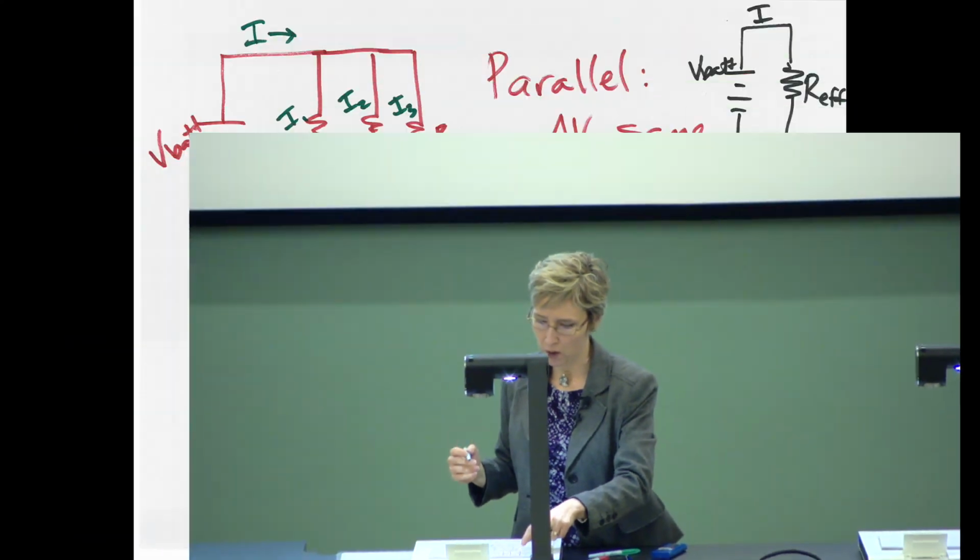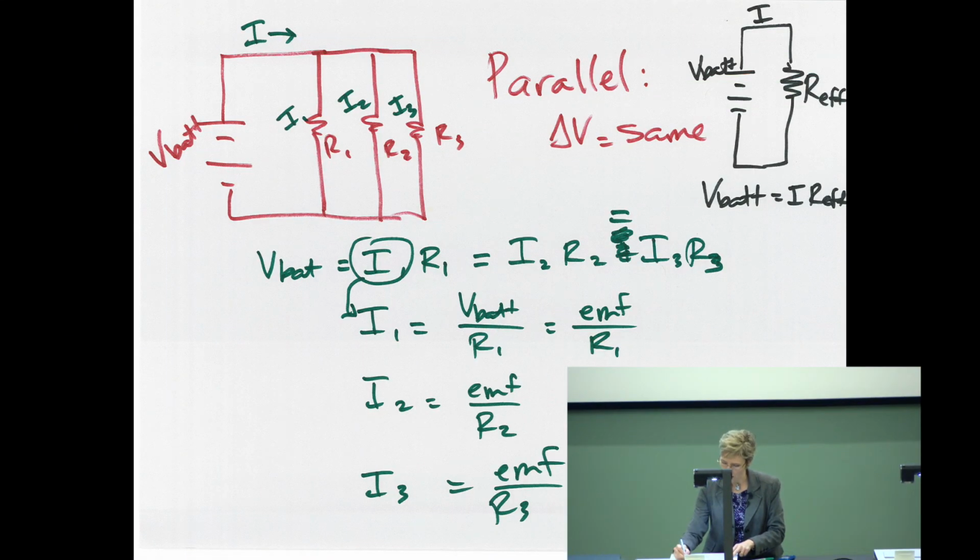I want to think of an equivalent circuit where I have a battery, and I think of this as some black box, and I don't know what it is, but it's some effective resistance, R effective, all right? And then in the case of my black circuit here, right, I would have that the total current also goes through the effective resistance, and then the voltage drop across the battery has to equal I times R effective.